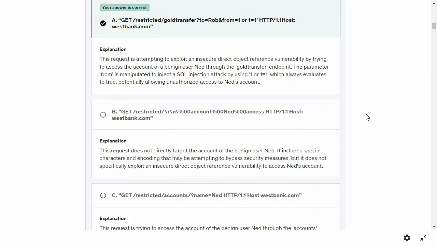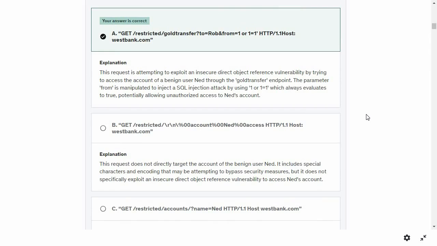The only correct answer is A. Get /restricted/gold transfer (to equal to Rob from equal 1 or 1 equal to 1 http westbank.com. This is the correct answer for this scenario.